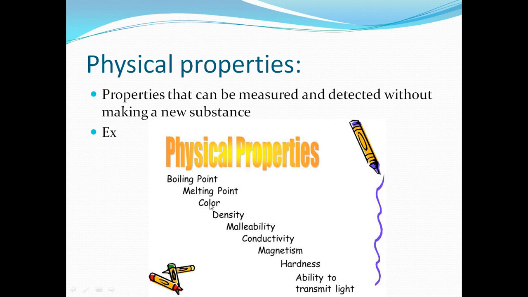What about the color? The color of this pencil is yellow. The color of gold. Yes, this is a fixed color for the matter. So this is called physical property.